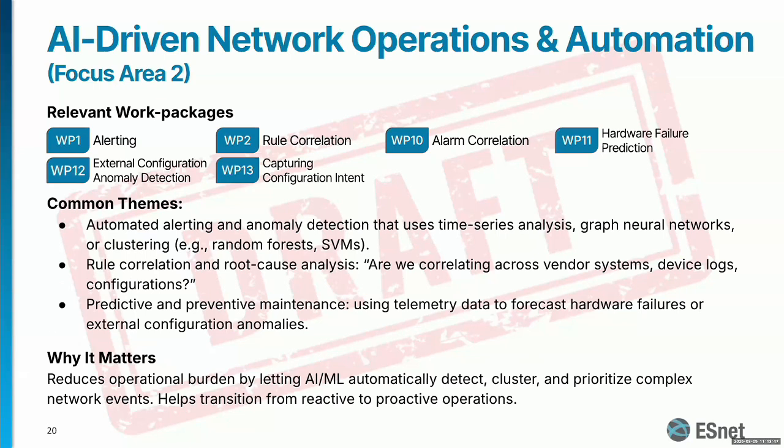The other one was on AI-driven network operations and automation. The idea here is that there are a bunch of things that we can actually get AI to do for us that are reasonably simple, right? So automated alerting and anomaly detection, like some of the other presentations talked about. Rule correlation and root cause analysis, and predictive and preventive maintenance. A lot of this is really operations towards configuring a network, running a network, monitoring a network, right?